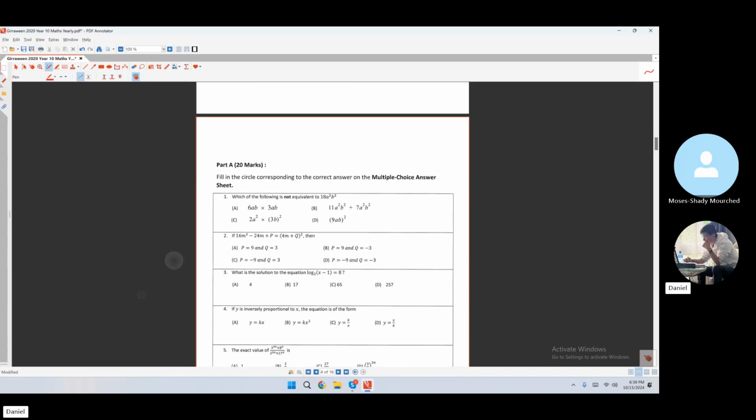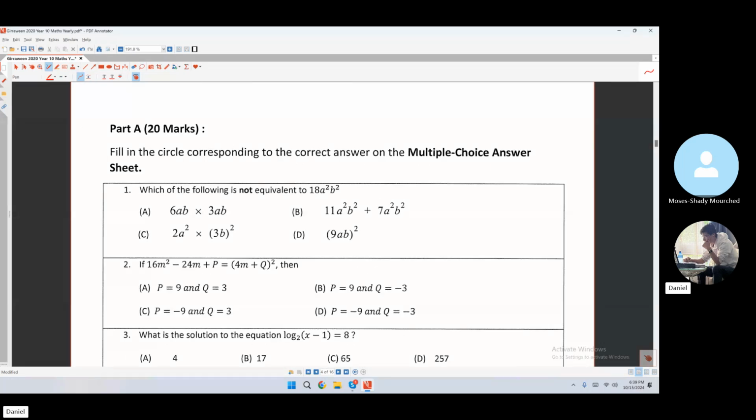Which one of the following is not equivalent to 18a squared b squared? It says not equivalent. What does not equivalent mean? It means it's not the same. Okay, let's start off with A. What's 6 times 3? 18. What's a times a? A squared. And what's b times b? B squared. Is that the same as that? Yes, it is. So that's not the answer, because we're looking for an answer that's not equivalent.